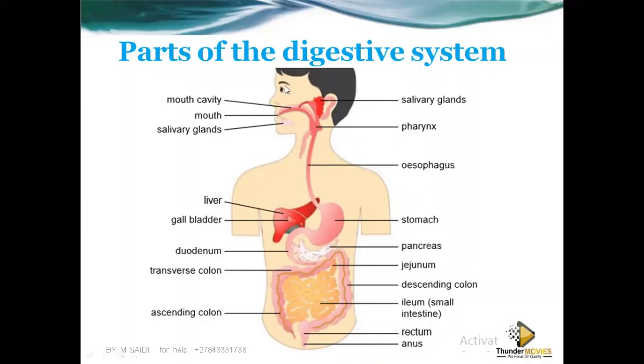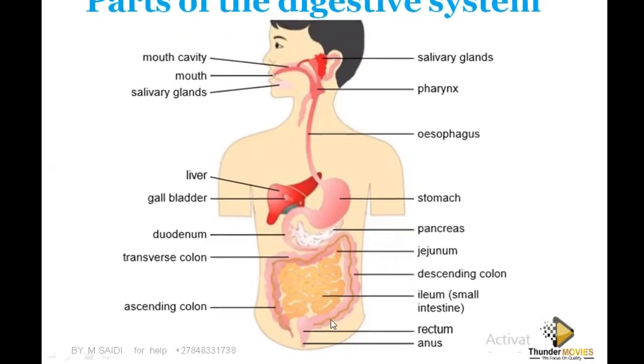The major parts which you need to know are the mouth, the esophagus, which is very important, the stomach, the duodenum, the pancreas. The pancreas is also an organ which produces some enzymes, the chemicals. And then the colon, this one we call the big one. If you look at this one there, we call it the large intestine.